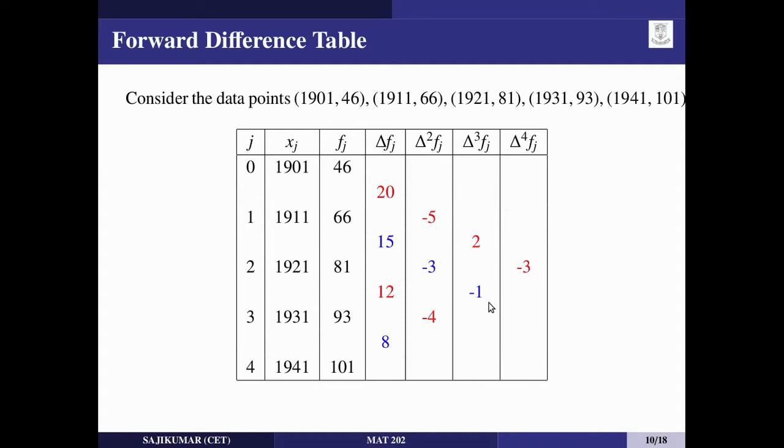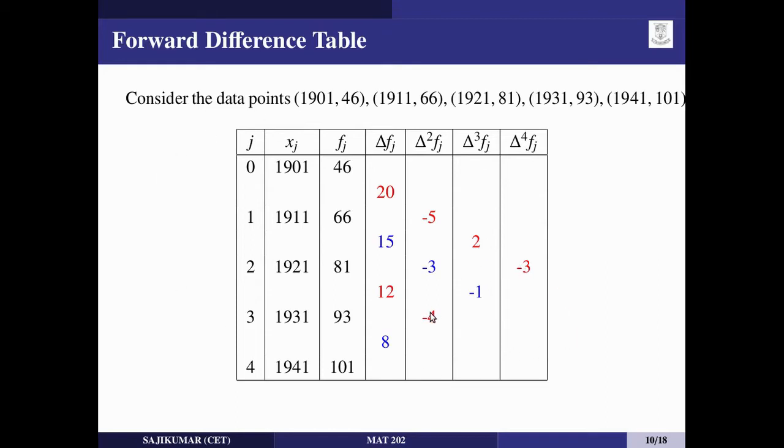Similarly, the third difference is the first difference of second differences, that is minus 3 minus 5, that is 2, writing in the middle; minus 4 minus 3 is minus 1. And finally, the fourth difference is the first difference of third differences: minus 1 minus 2 is minus 3.